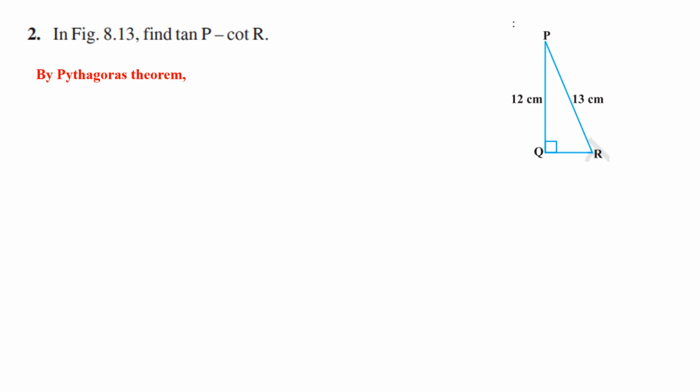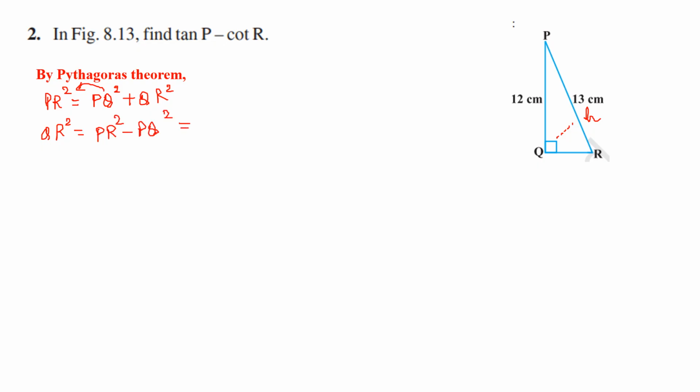So by Pythagoras theorem, we can say hypotenuse square, and which is the hypotenuse? The side which is opposite to right angle. This is your hypotenuse, isn't it? So hypotenuse square means PR square is equal to PQ square plus QR square, isn't it? You have to find QR square. So QR square will be, now transpose PQ square. So it will become PR square minus PQ square.